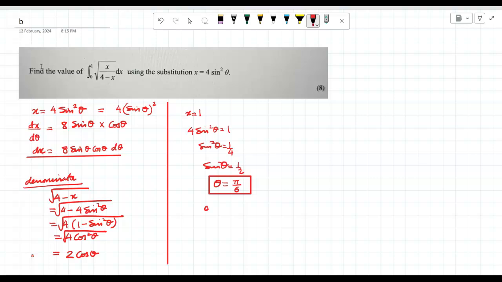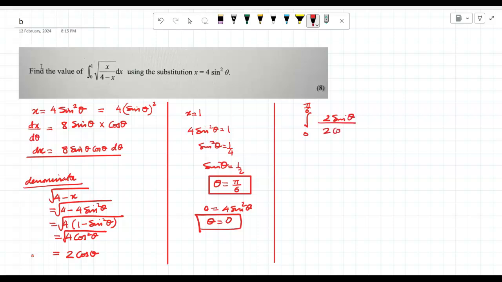So 0 is equal to 4 sine square theta, so theta is equal to 0. So now you substitute everything. My limits will basically become 0 to pi by 6. The integrand is 2 sine theta over 2 cos theta, times the 4 sin theta cos theta d theta, which is 8 sine theta cos theta d theta.